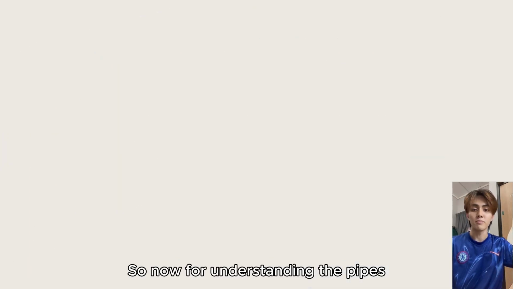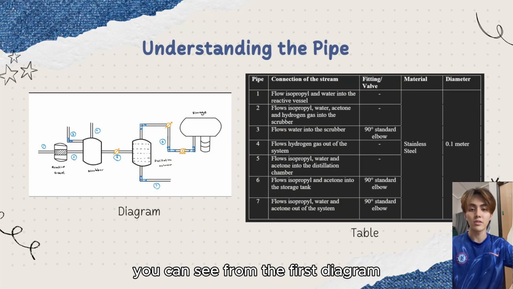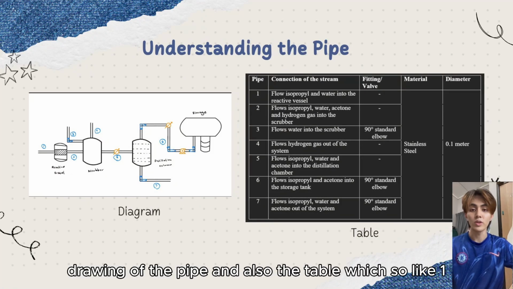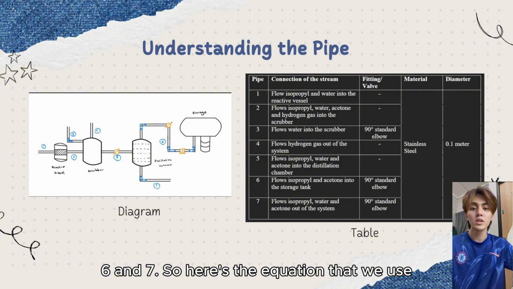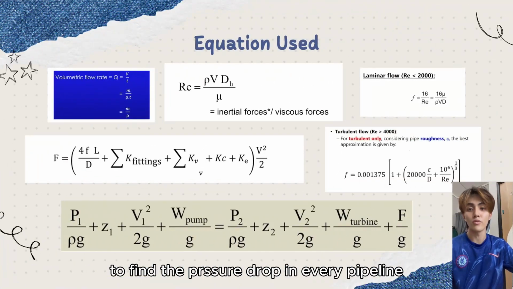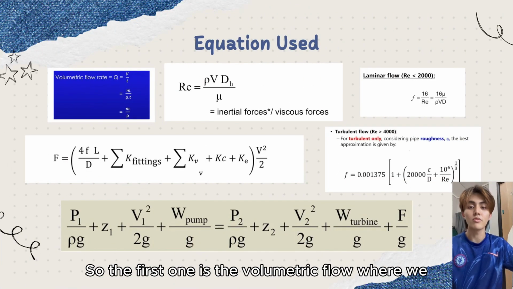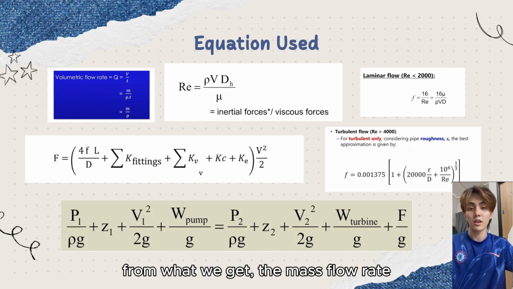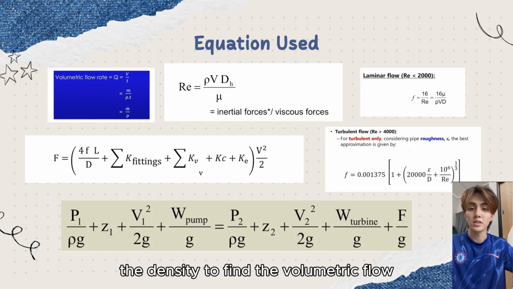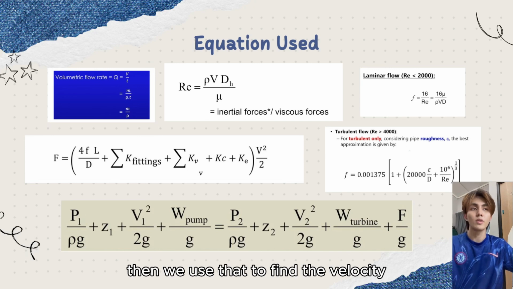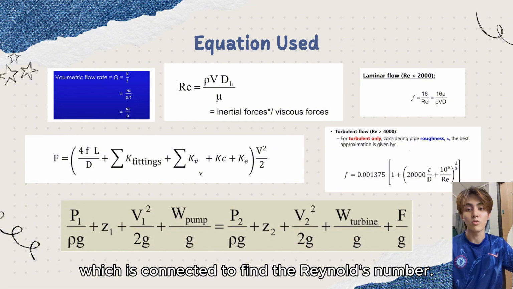So now for understanding the pipes, you can see from the first diagram, this is our drawing of the pipe and also the table, which shows pipe 1, 2, 3, 4, 5, 6 and 7. So here's the equation that we use to find the pressure drop in every pipeline. The first one is the volumetric flow, where from the mass flow rate, we divide it by the density to find the volumetric flow. Then we use that to find the velocity, which is connected to finding the Reynolds number.